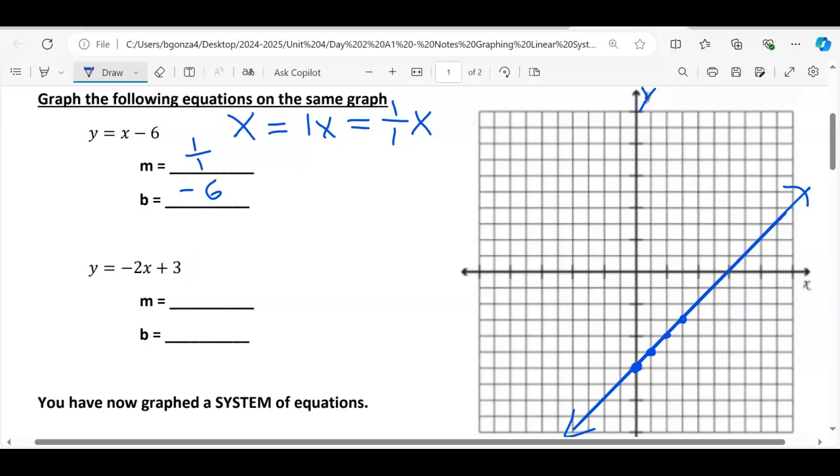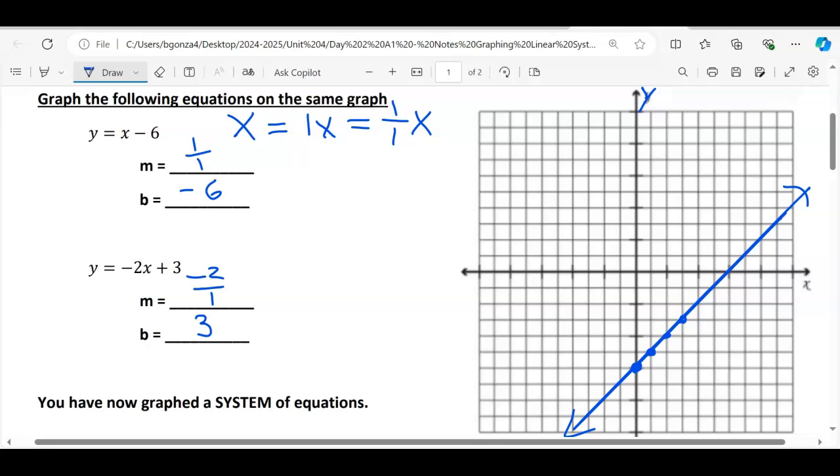-2. Remember, any whole number is over 1. If it helps you, write it like that. But you got to know it's rise over run. It's a fraction. Whole numbers are over 1. And then my b value is what? 3. Okay? I'm going to ask this every time.